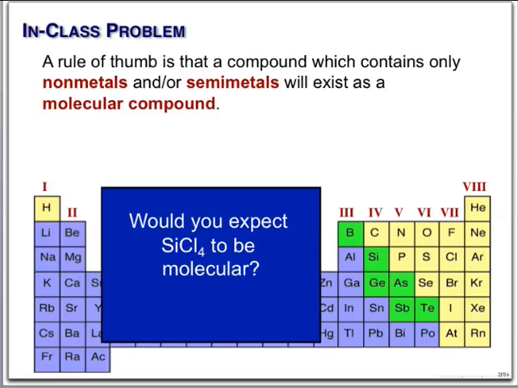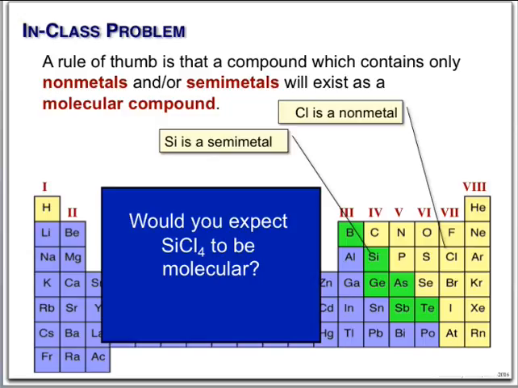Silicon tetrachloride. Step 1, you find your elements, right? Silicon is here. It's a green guy, isn't it? It's a semimetal. Chlorine is a nonmetal. A semimetal and a nonmetal, covalent bond, molecular compounds.